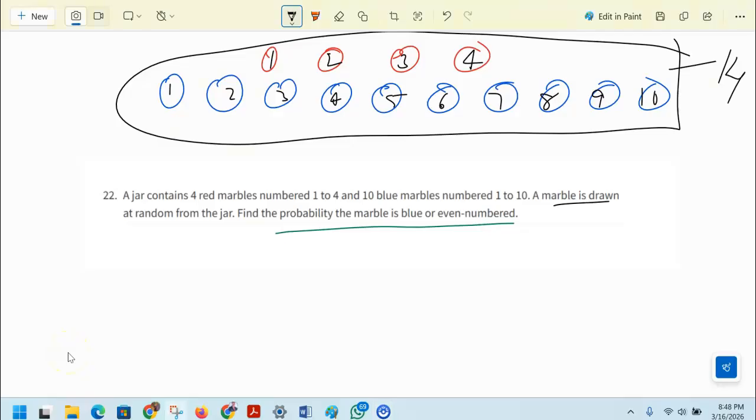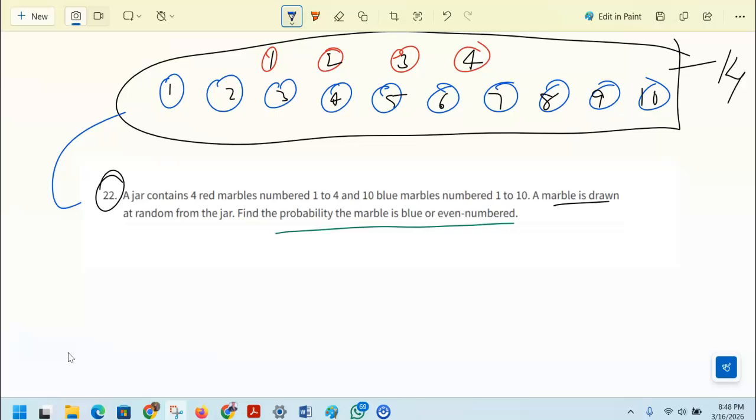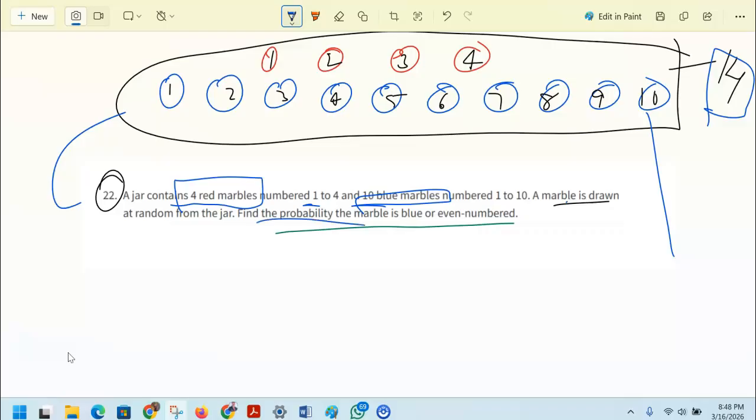So question 22 is also similar. I've already shown the figure. This one contains 4 red, and you can see there are 4 red there, and 10 blue. You pick one of these, altogether 14. Now this time, find the probability that the marble is either blue or even. So E stands for even. I can use the addition rule of probability.